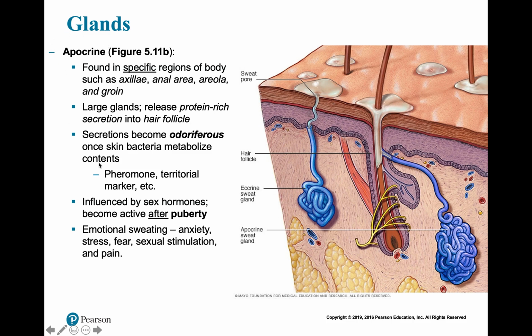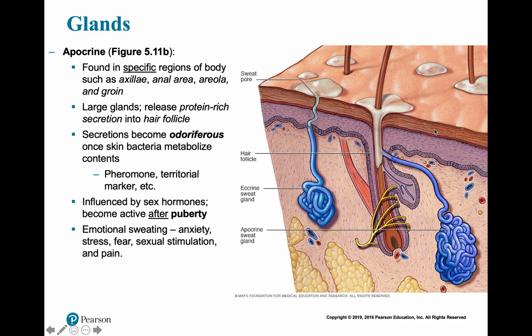Now, its product will also be a liquid type product, but it's very rich in proteins. And the fact that it's so protein rich is what causes the secretion to become odoriferous. Odoriferous means it has an odor. The sweat itself doesn't have an odor, but when it gets released to the surface of the skin, so here, this would be the apocrine sweat that gets released, protein rich, we have bacteria on our skin.